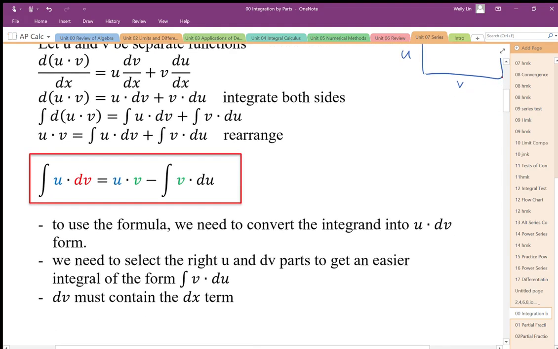Okay, so we need the right parts. We have to be able to choose the right parts. There's lots of ways to do it, but we need to be able to select the right parts to get this v du, which is an integral that we can do. And just an extra note here, the dv part must include the dx term. Okay, so there's a bunch of parts to this. This is why it's called integration by parts.